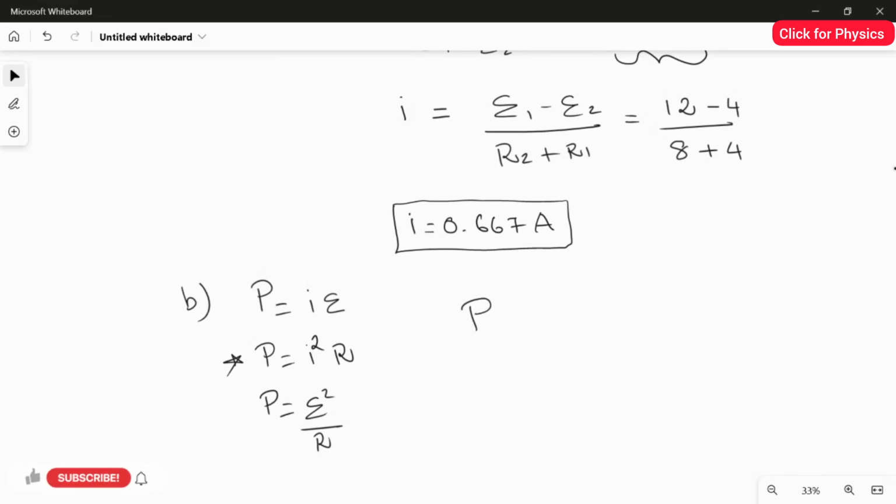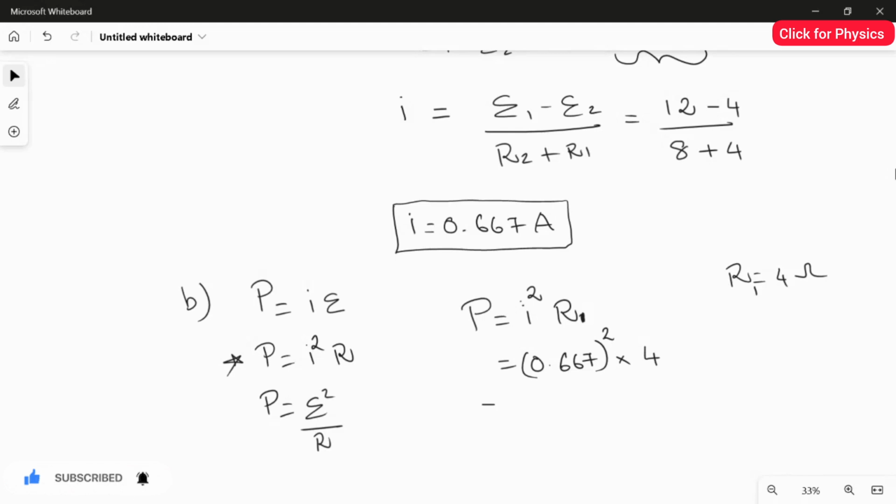So what is the rule? Power P is equal to I square multiplied by R1, because we are going to find the dissipation rate across R1. The R1 value is already mentioned: R1 takes the value of 4 ohm. For the current, I have to take the value from the first part, which is 0.667, the whole square, multiplied by the resistance R1, 4 ohm. So let's see what the answer is.